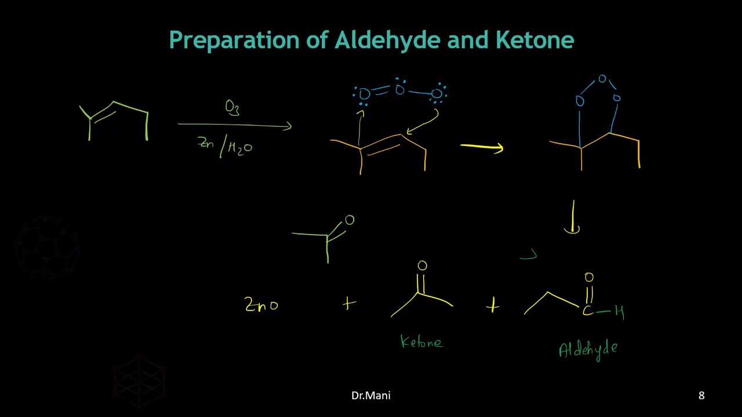Yes, sir. So this is an alkene. This is an ozonide, aldehyde, ketone, and ZnO. So whatever the substituent that we take here, it depends on that. Based on this substituent, it will decide whether it will be aldehyde or ketone, or only aldehyde or only ketone, or both. So that will depend on whatever the substituent that we are taking here.